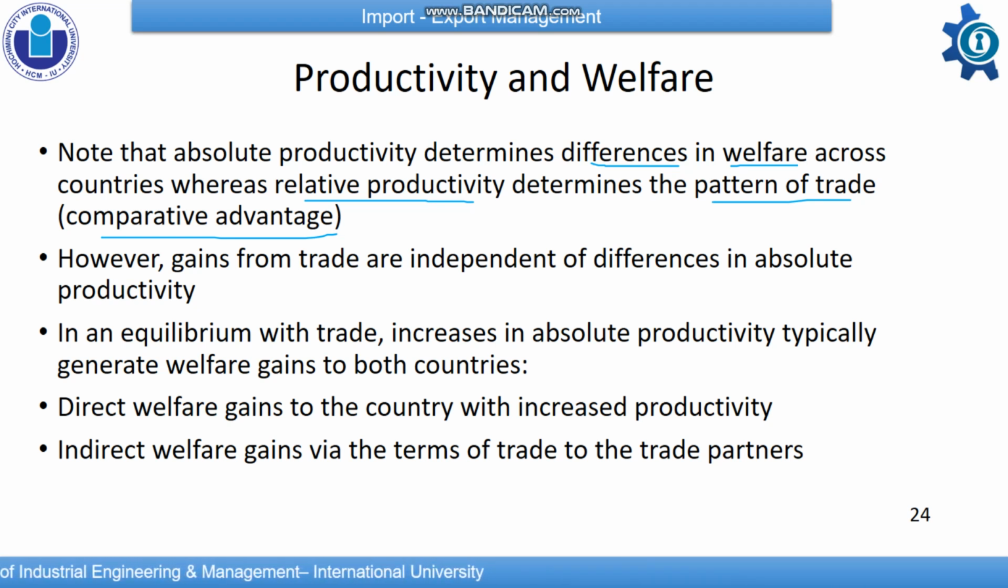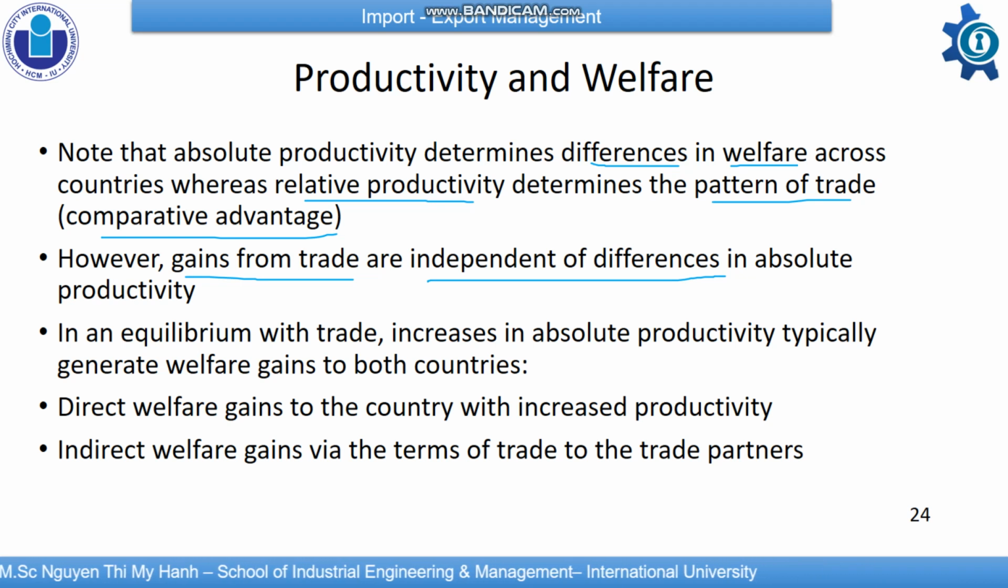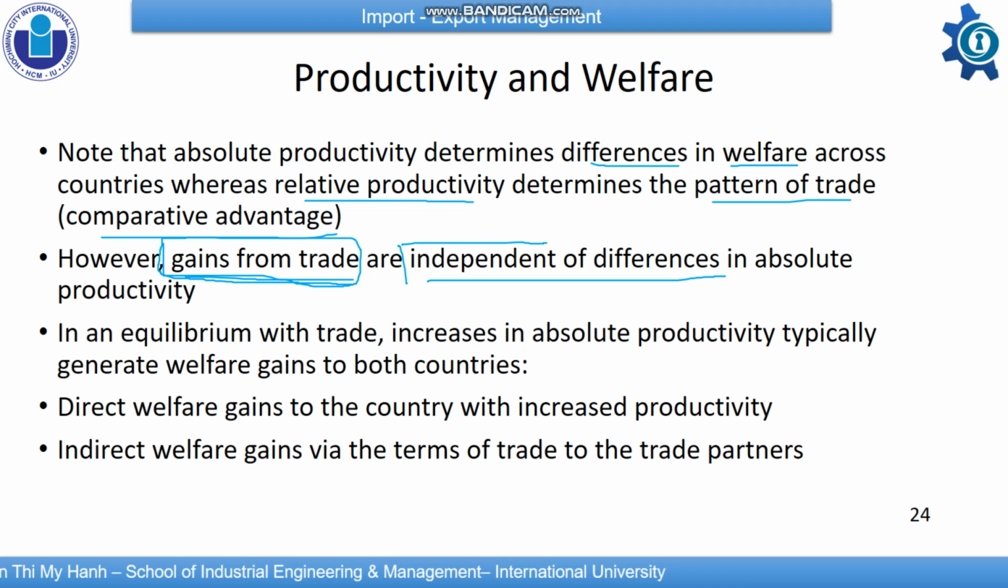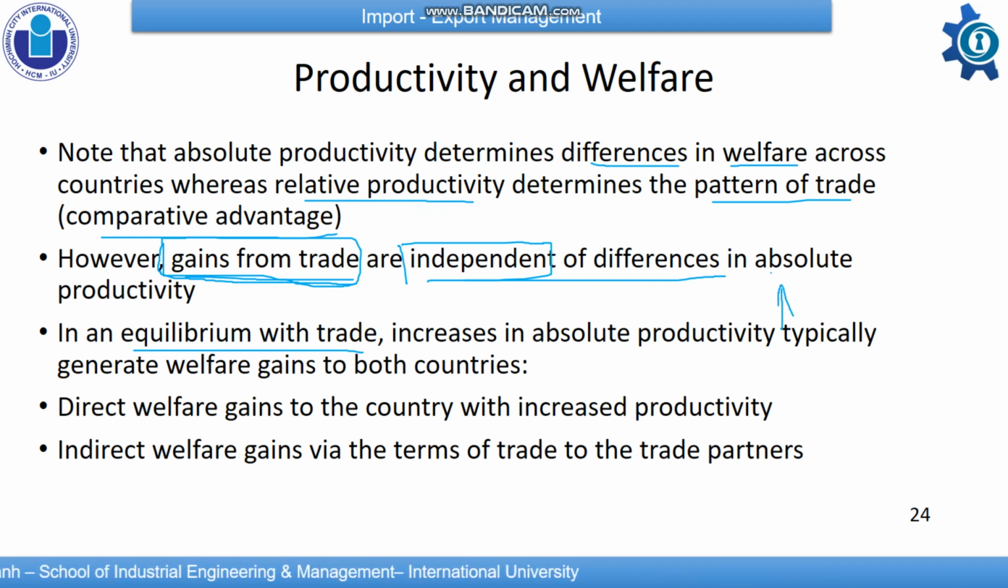Okay, however the gains from trade are independent of differences in absolute productivity. So the gain from trade: when two countries join international trade, the gains from international trade are independent of absolute productivity. Remember, it's independent. And in an equilibrium with trade, an increase in absolute productivity will generate welfare gains to both countries.